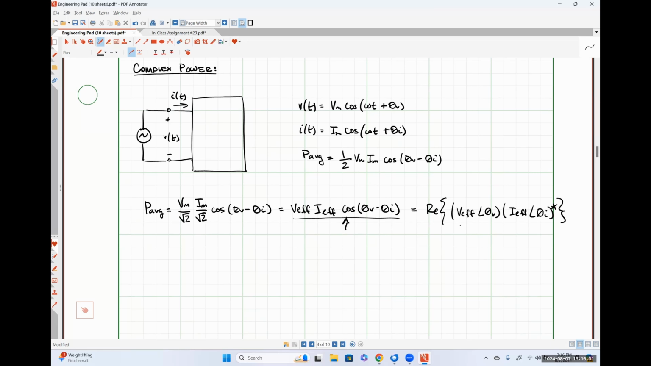So we typically call this thing V with a tilde over it. And this thing right here will be I conjugate with a tilde over it. So let me explain what that tilde notation means.